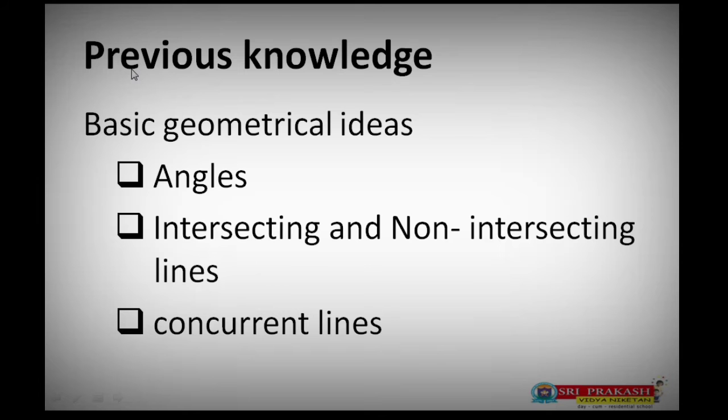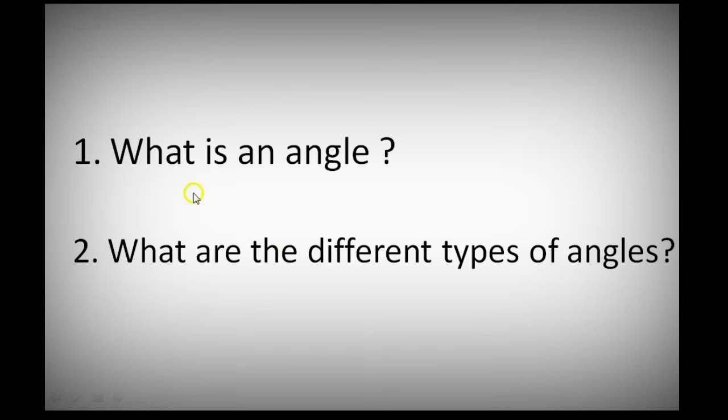For learning this, in the previous class, we learnt basic geometrical ideas. Those are angles, intersecting and non-intersecting lines, and concurrent lines. So using these concepts, let us learn pairs of angles. Before that, let us recall what is an angle. An angle is the amount of rotation performed by a ray with one endpoint fixed, either in clockwise or anti-clockwise direction. So angle is a measurement of how much a ray is rotating.